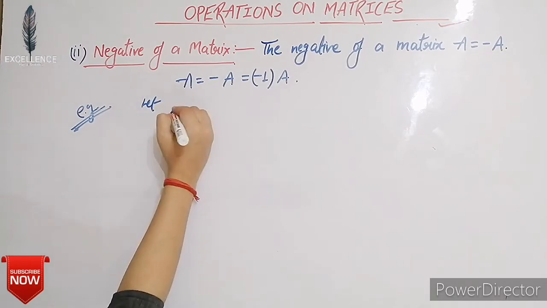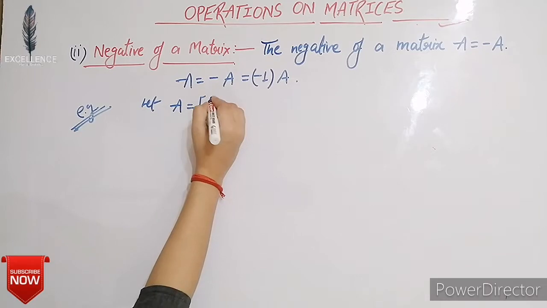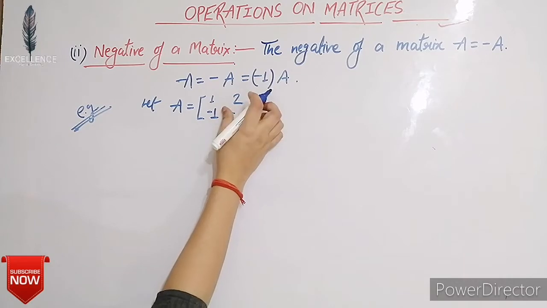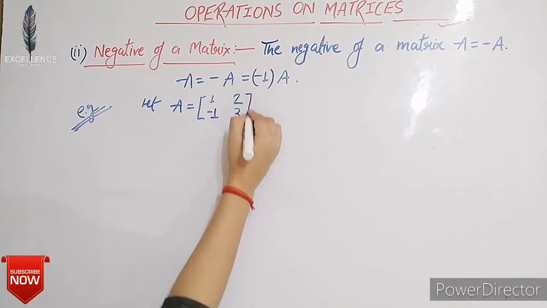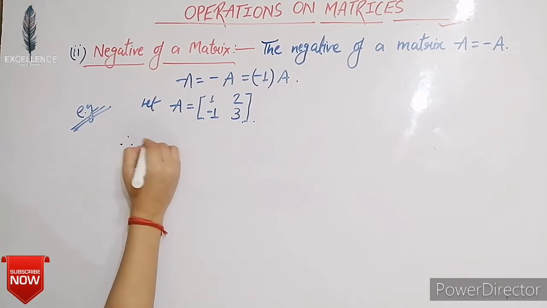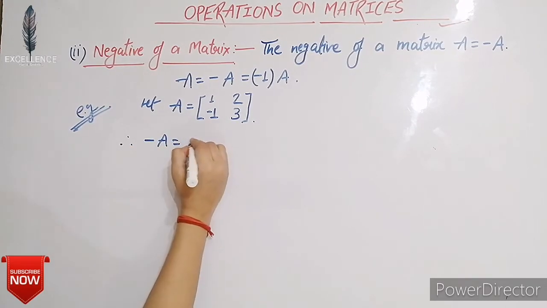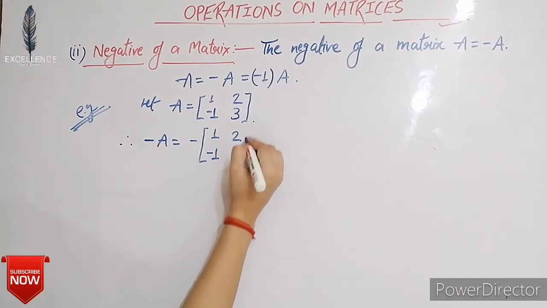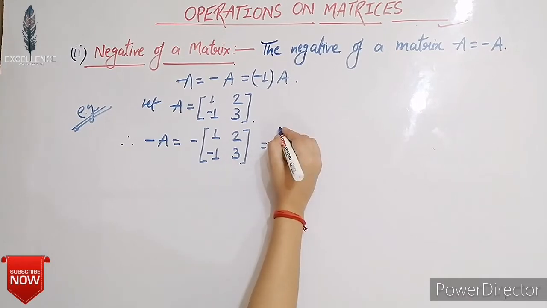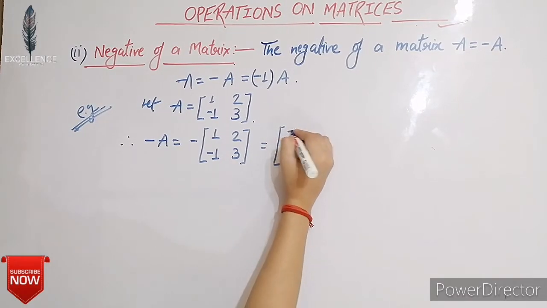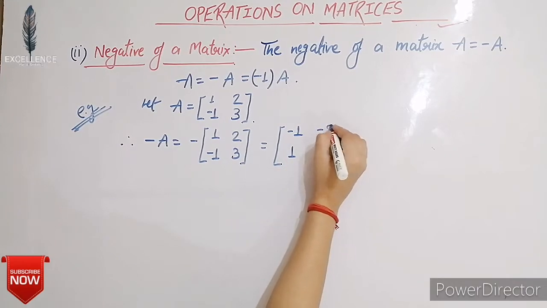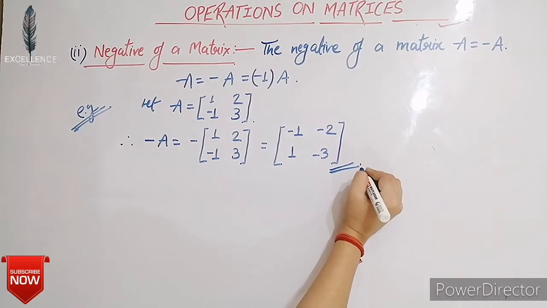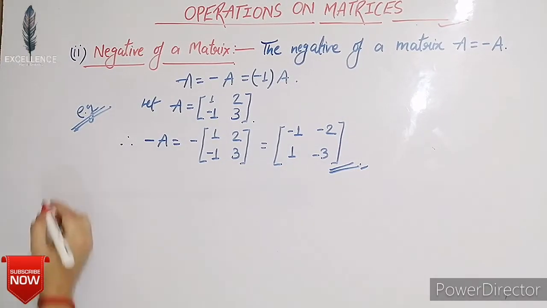Okay. Let matrix A be equal to 1, minus 1, 2 and 3. So its negative is minus A, which is equal to minus 1 multiplied by 1, minus 1, 2 and 3, which is equal to minus 1, plus 1, minus 2 and minus 3. It is the negative of the given matrix A. Okay, let's see the next property.